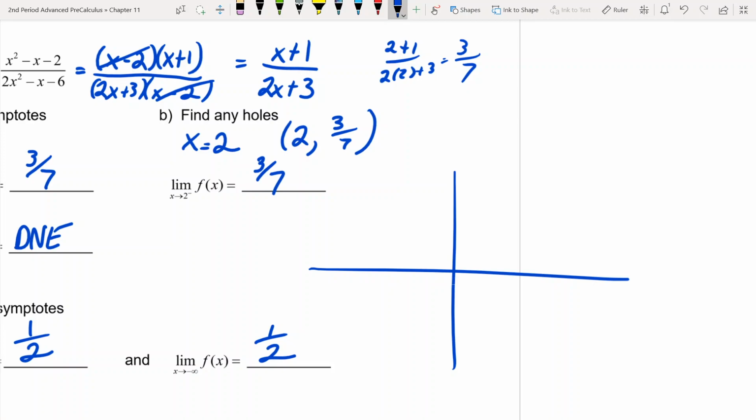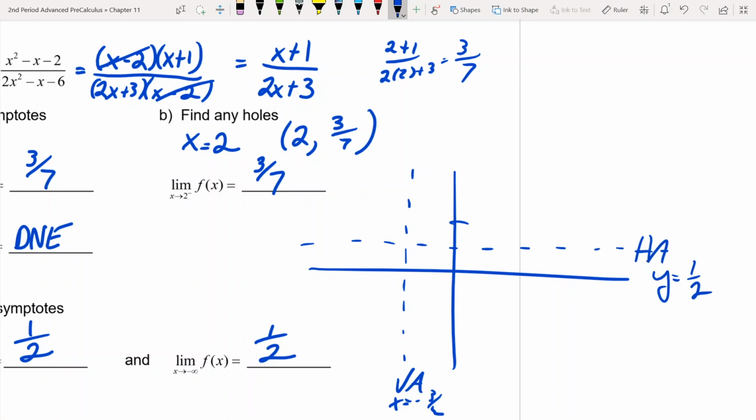You can plug this into your calculator to see it, but we have a vertical asymptote at x equals -3/2. We do have that horizontal asymptote at +1/2. And then we've got the hole at 2 comma 3/7. So my graph is going to do something like this and something like that. I might say, how did I come up with some of those things?